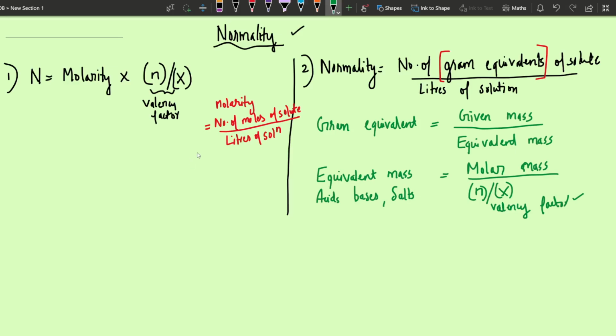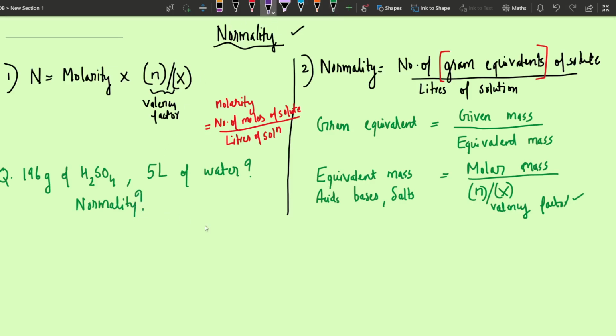Now we can solve a problem using these two methods. My question is: let us take 196 grams of H2SO4 and dissolve that in 5 liters of water. I need to find out the normality. So how will I do that? Let us do it with these two formulas.